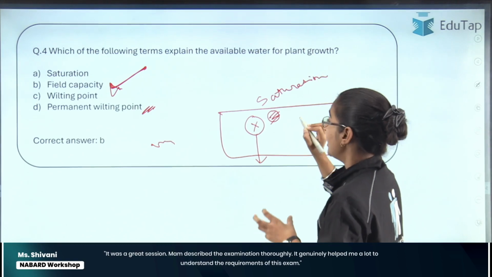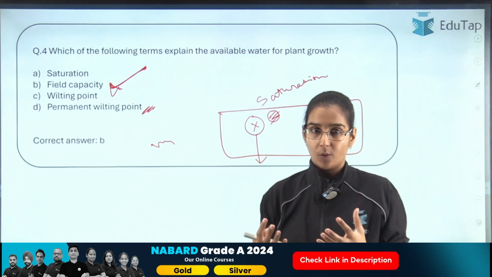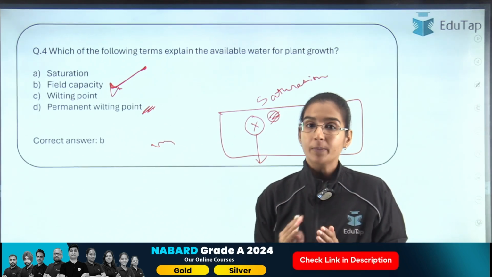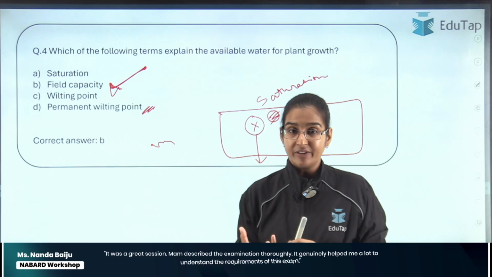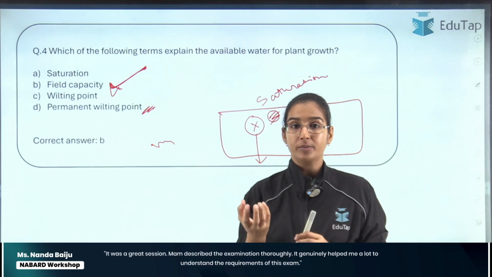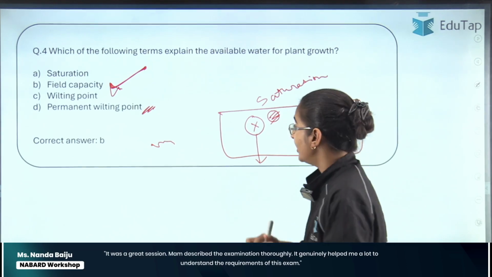Saturation point means when all the macropores and micropores are filled with water, but this water will not be available for the plant's uptake, because under the influence of gravity, this entire water from the macropores will percolate down to the lower levels, right? It will drain down.